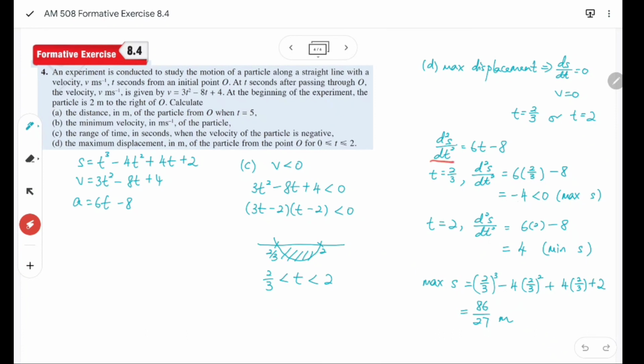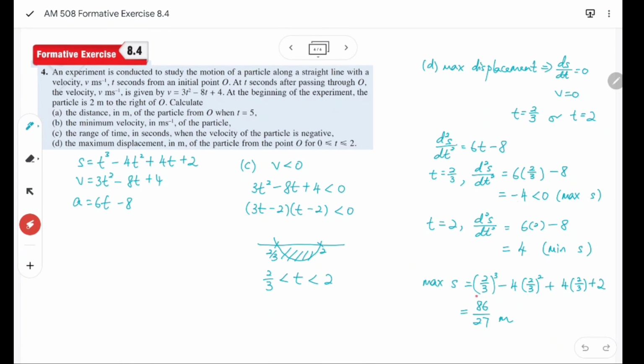So check the second derivative of displacement. We get the second derivative of displacement as 6t minus 8. By substituting t equals 2 over 3, the second derivative of displacement will be negative 4. So a negative value means that the displacement is actually maximum. Then check again when t equals 2, the second derivative will be positive 4, so this will be the minimum displacement. So the maximum displacement happens when t equals 2 over 3.